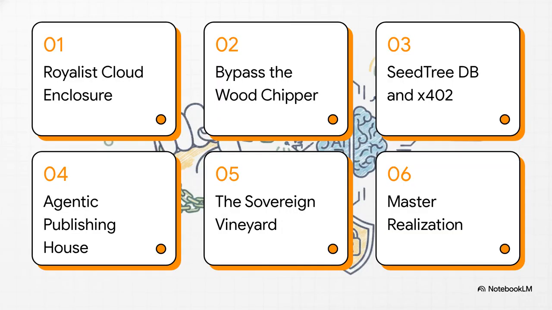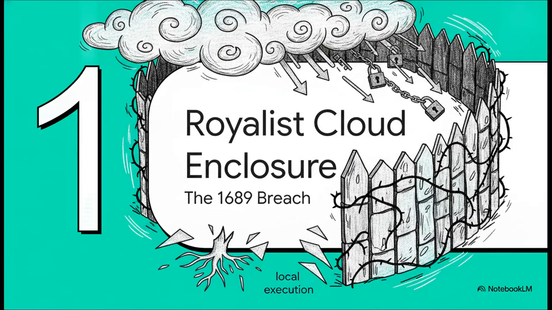We've got a massive curriculum to synthesize in this explainer today. We'll be covering the Royalist Cloud Enclosure, bypassing the wood chipper, SeedTree DB, and X402, the Agentic Publishing House, building the sovereign vineyard, and finally, the master realization of authorship. Section 1. The Royalist Cloud Enclosure.